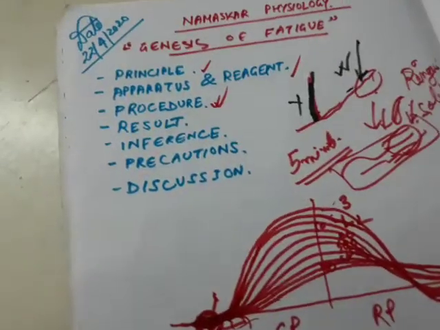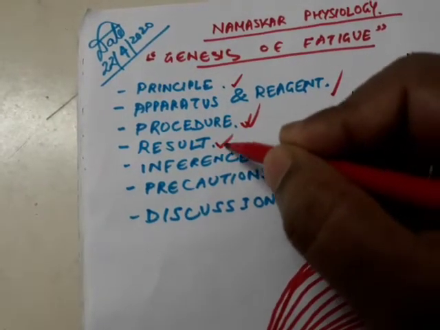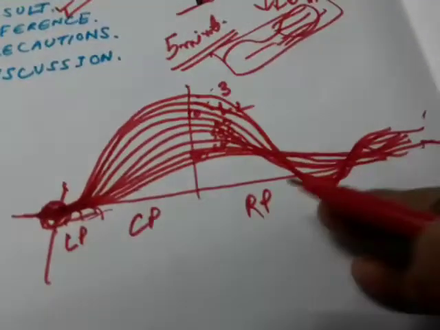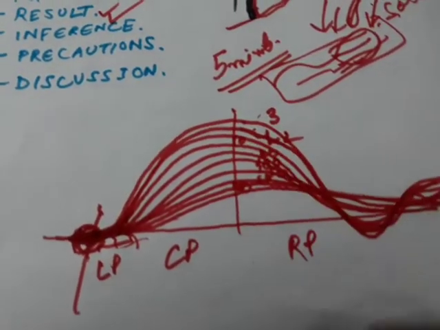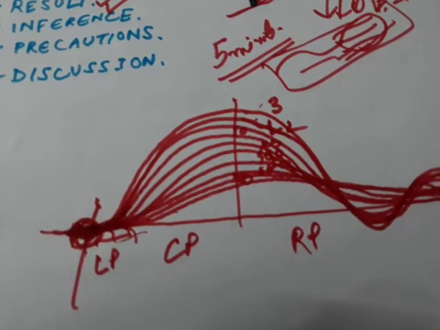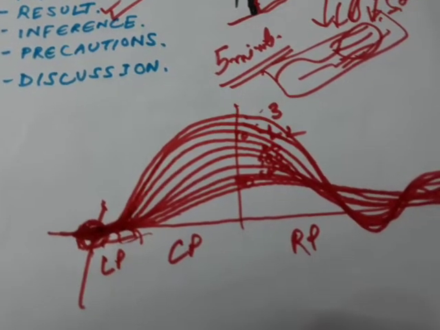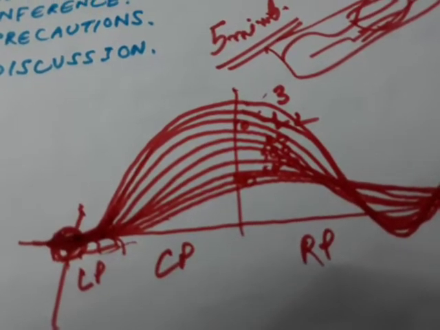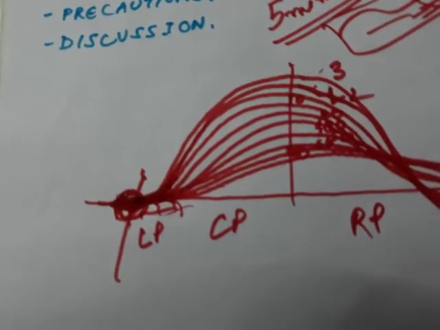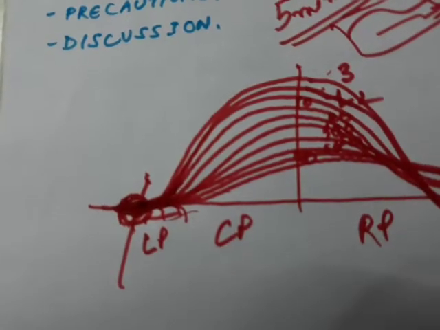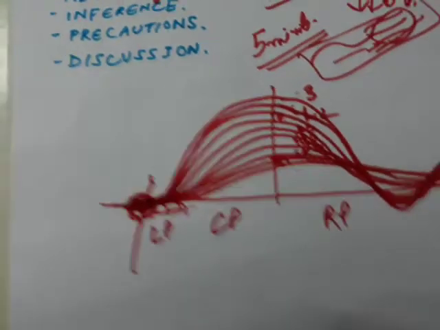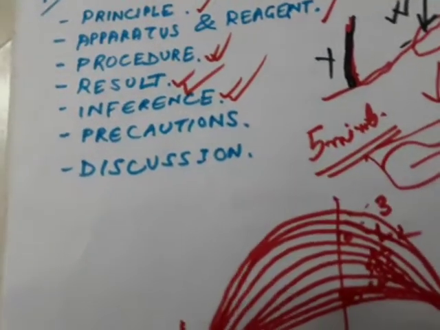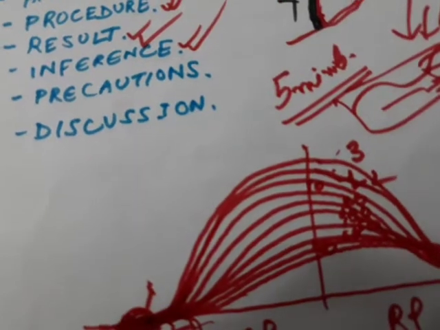So what will you see in the results? The height of the curves and the duration of their latent, contraction and relaxation periods are measured. Also, the duration of various periods of response of the muscle on direct stimulation is calculated. Now about the inference, or observations.